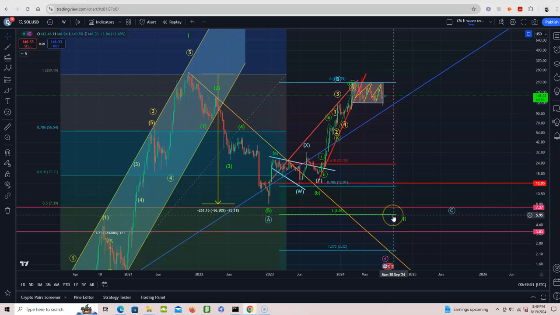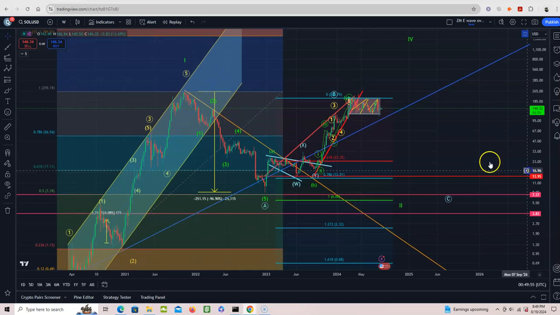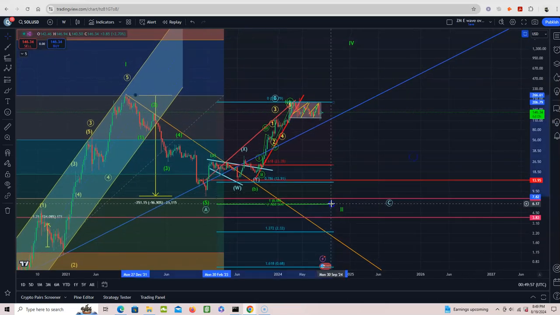So right now the target is looking like $6. Yep, it sounds crazy, but Solana is looking like it'll have a target of $6. So let's just see if that plays out. I mean, given the macroeconomic environment, it looks like it might actually happen.